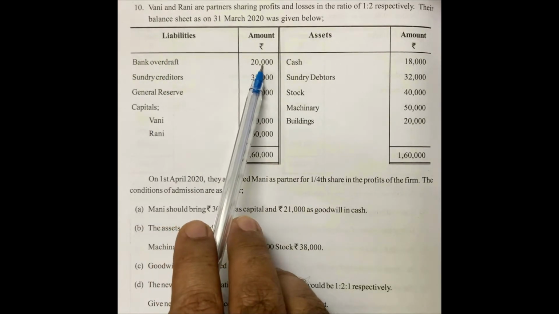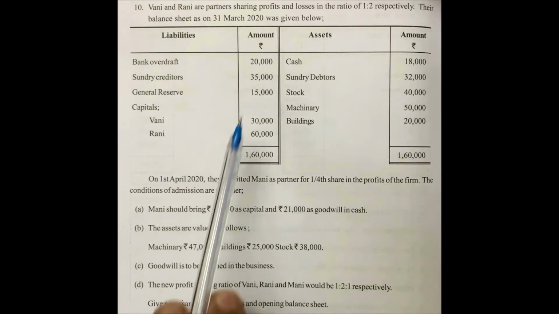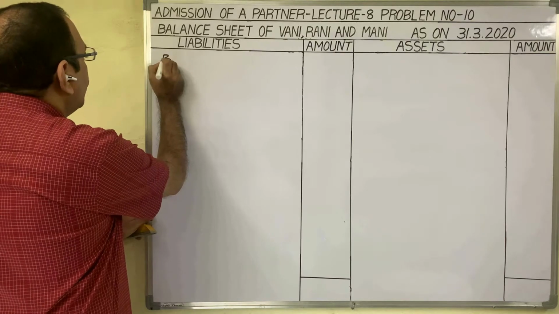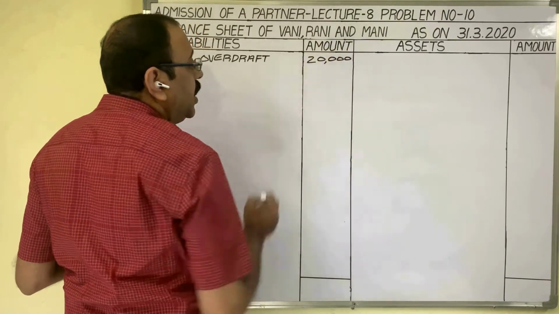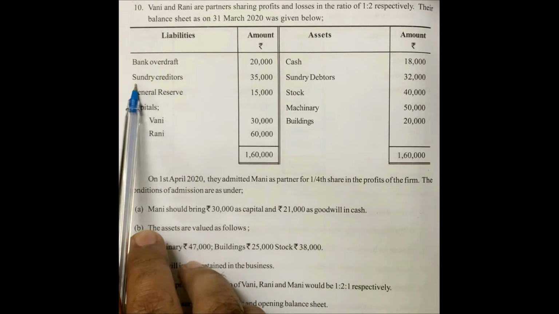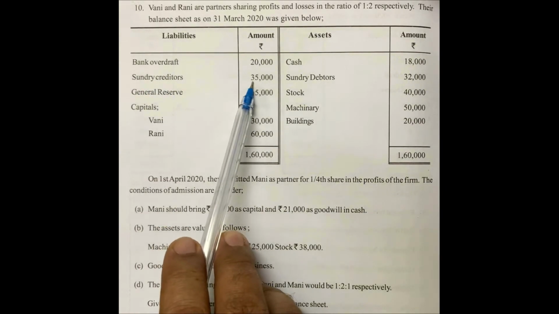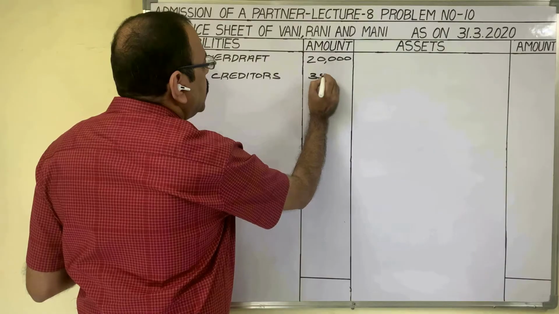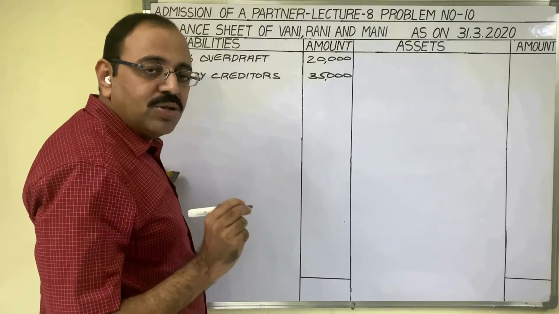Bank overdraft 20,000 rupees. Related to the bank overdraft, there is no additional information. Therefore, the same amount we should write in the new balance sheet under the liability side also. There is no adjustment, so the old balance sheet value we write in the new balance sheet. Next, sundry creditors, 35,000 rupees. There is no additional information, so as there is no adjustment, the old balance sheet value 35,000 we write in the new balance sheet also.